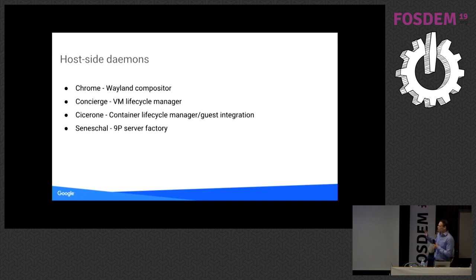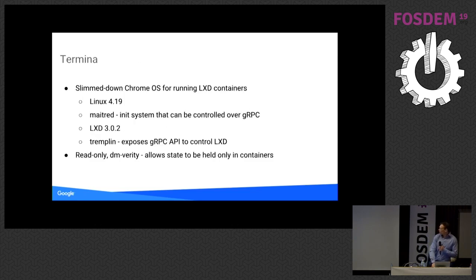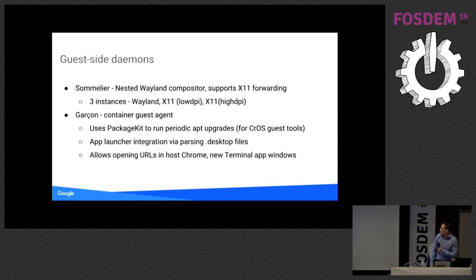All these host side daemons also need endpoints inside the guest, so they need somebody to talk to. So on top of our default Debian installation that runs inside the guest, we've added a few daemons that talk to the host, and they're aware they're running in a Crostini VM. The main one's called Sommelier, and it's used to help X11 apps run against our Wayland compositor, and to kind of bridge standard Wayland into something that works over Virtio Wayland.